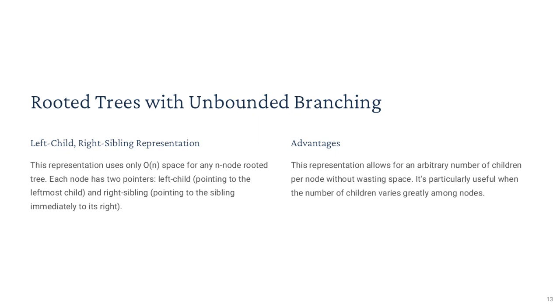This representation is particularly advantageous for applications where the number of children per node varies significantly. It ensures efficient traversal and minimizes wasted memory. Examples include organizational hierarchies, XML document structures, and game trees, where nodes often have different numbers of children.